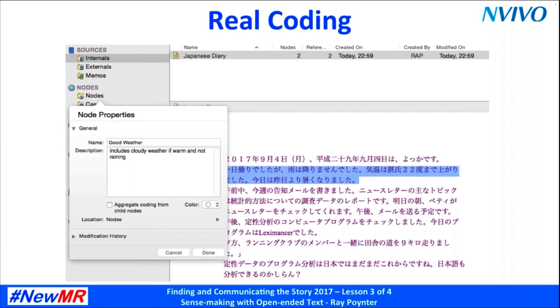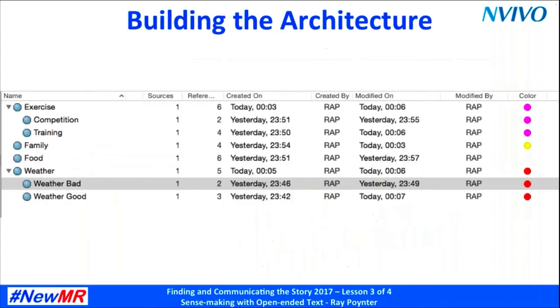I've taken a piece of text there that talks about how it was cloudy all day, but it didn't rain, and the temperature was 22 degrees centigrade. Now in the UK, that's great, and it was warmer than yesterday. So I'm going to code this as good weather, and I've got a description of what I mean by good weather. I'm going to go through this text, and I will build up a structure. And after I've done a bit of coding, I can see that, okay, I've got two aspects of weather, good weather and bad weather. They link back to weather.